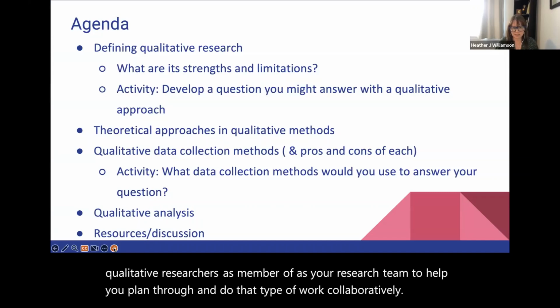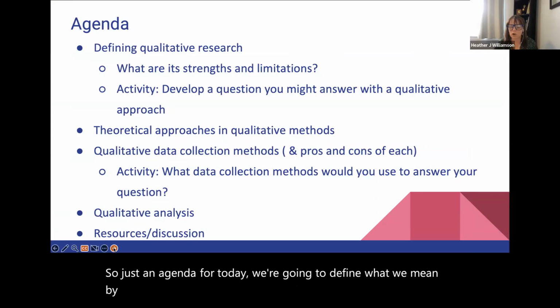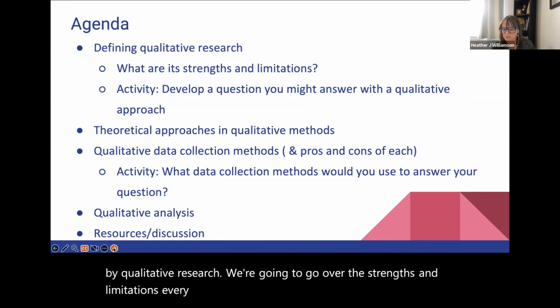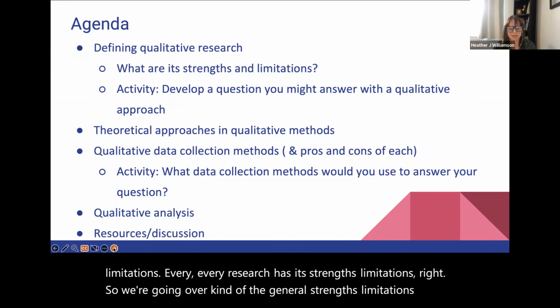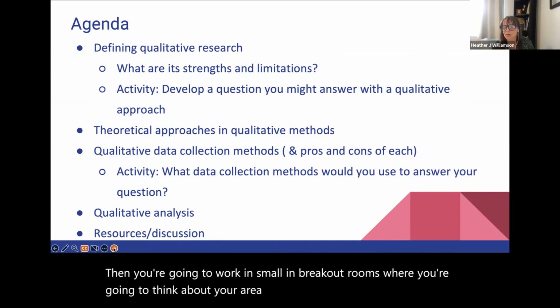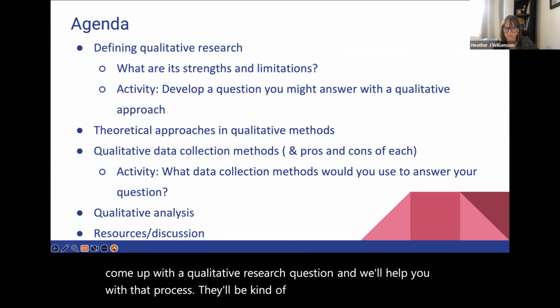So just an agenda for today. We're going to define what we mean by qualitative research. We're going to go over the strengths and limitations. Every research has its strengths and limitations, right? So we're going to go over the general strengths and limitations of qualitative work. Then you're going to work in breakout rooms where you're going to think about your area of science and come up with a qualitative research question. And we'll help you with that process. It'll be all of us in breakout rooms together.